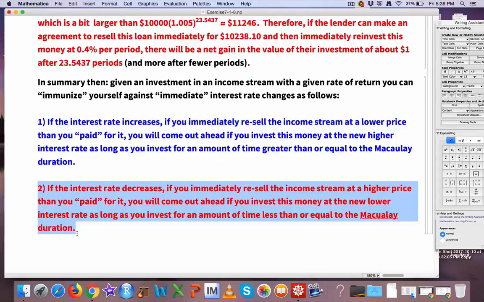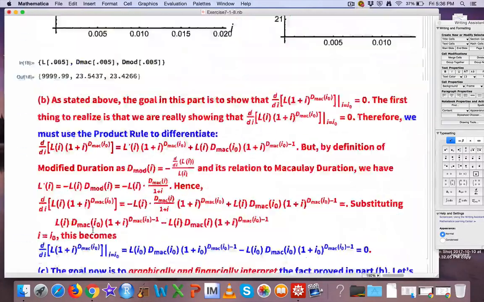On the other hand, if the interest rate decreases, if you immediately resell the income stream at a higher price than you paid for it, you're going to come out ahead immediately, certainly. And also, if you reinvested the money, even at the lower interest rate, you're going to come out ahead as long as you invest for an amount of time less than or equal to the Macaulay duration. Okay? So lots of subtle things going on there.